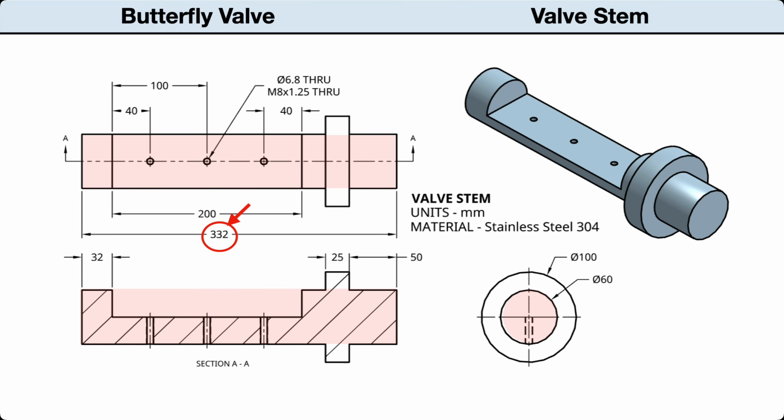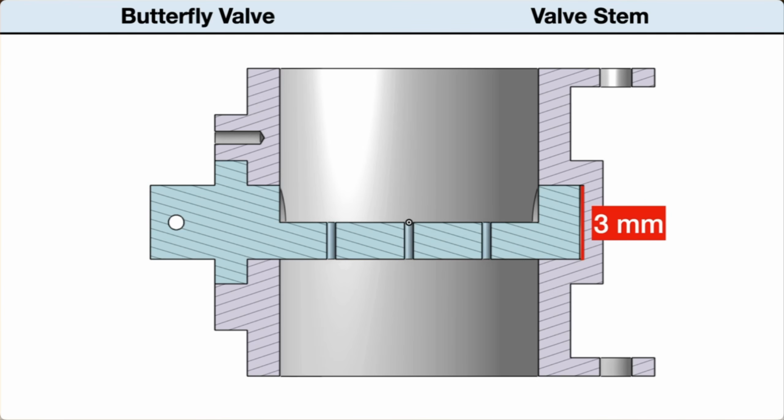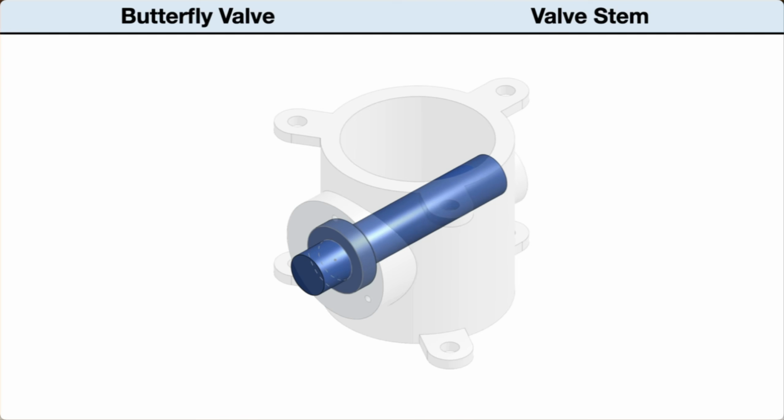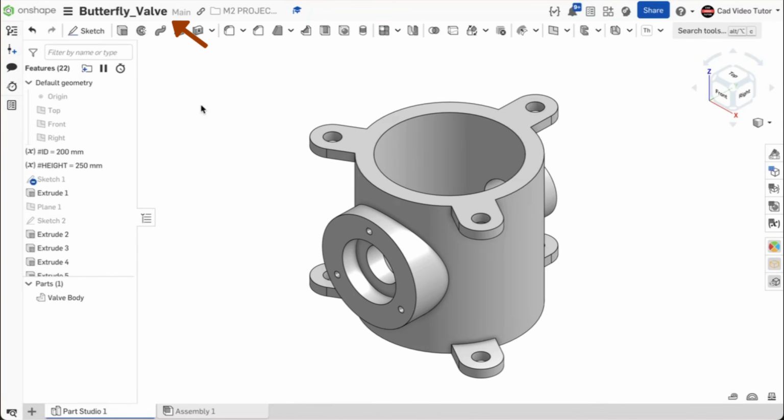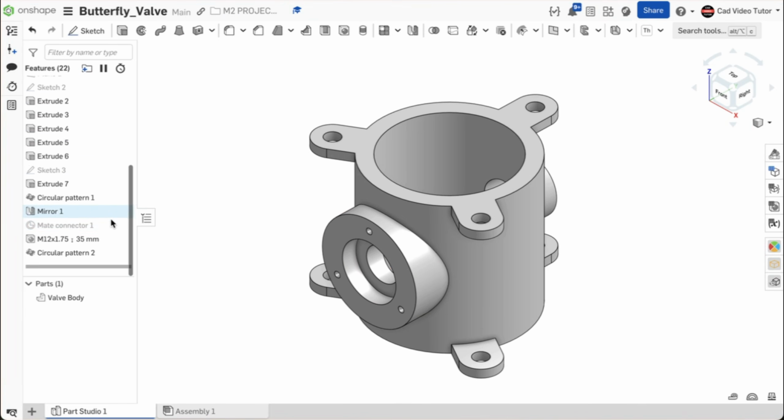The total length of the shaft is 332 millimeters. When it is fitted into the body, there is a clearance space of 3 millimeters between the end of the shaft and the end face of the shaft hole in the body. Let's start by creating the shaft and the shoulder. I have opened my Onshape document for this butterfly valve, and I am working in the same part studio with the body. Looking on the feature list, I can see all of the features that make up the body.